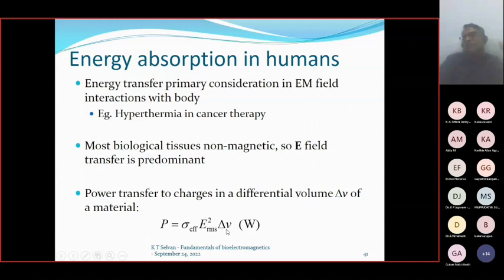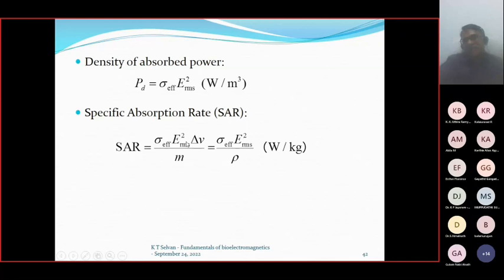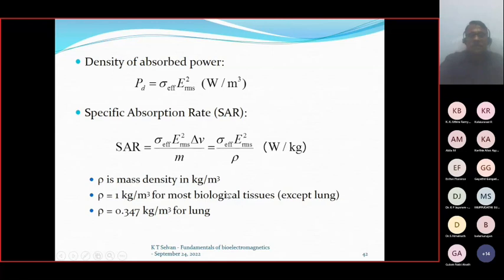Now we can write the power density as conductivity into the field squared. So what is that? Power by volume, right? And specific absorption rate is defined as this. This is conductivity, the average value, and this is volume by mass, the mass corresponding to the volume. So I can just write it like this, where I have introduced a new term called rho, which is called mass density, in kilogram per meter cube.